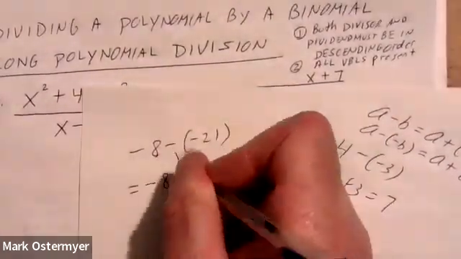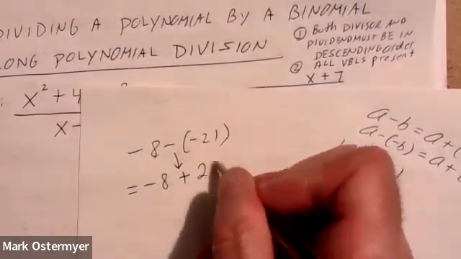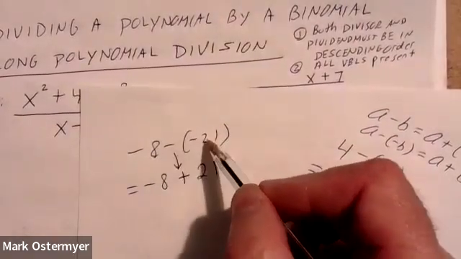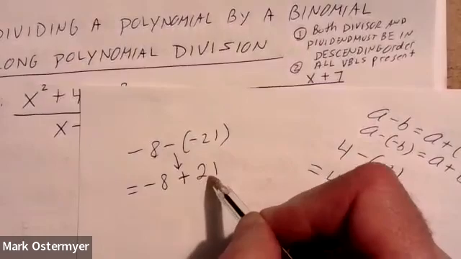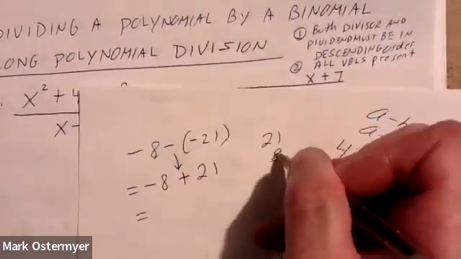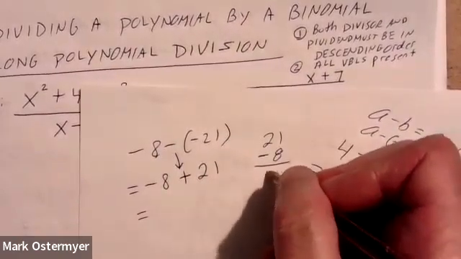Well, that's the same thing as changing subtraction to addition and adding the opposite. What's the opposite of negative 21? Positive 21? That's really what we're having to do here. Negative 8 subtract a negative 21 is really negative 8 plus a positive 21. And a negative plus a positive means we take the difference between the numbers and attach the larger sign. This gives you what, 13?